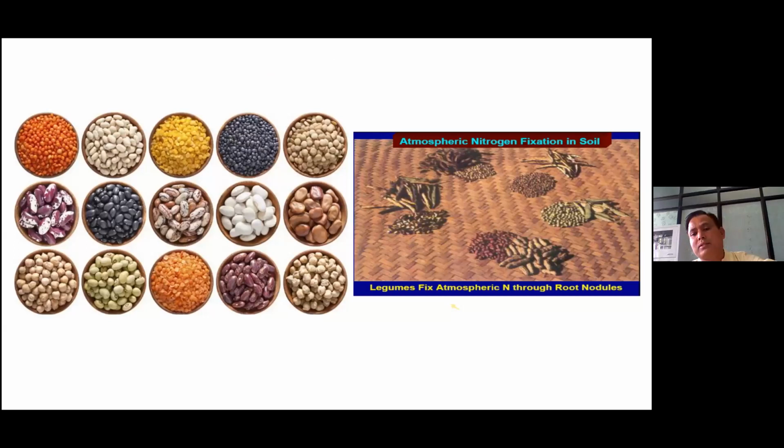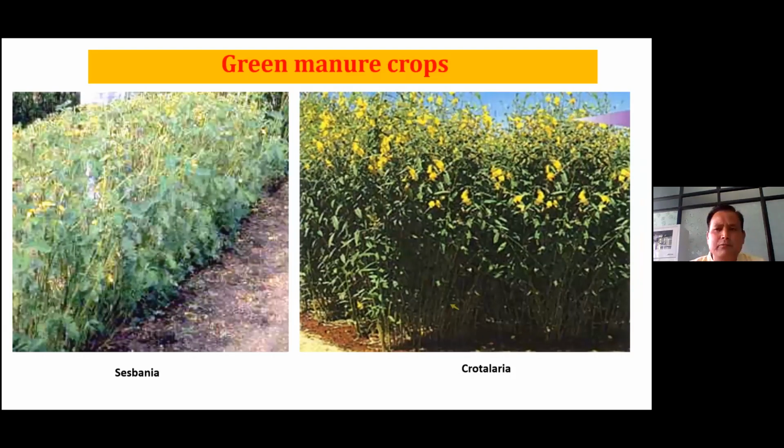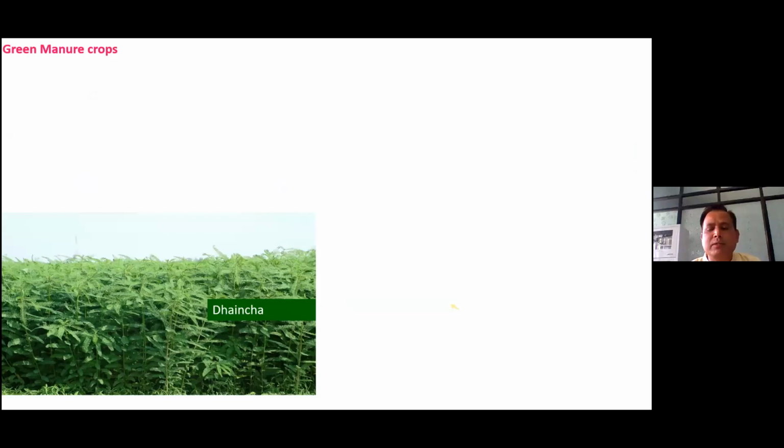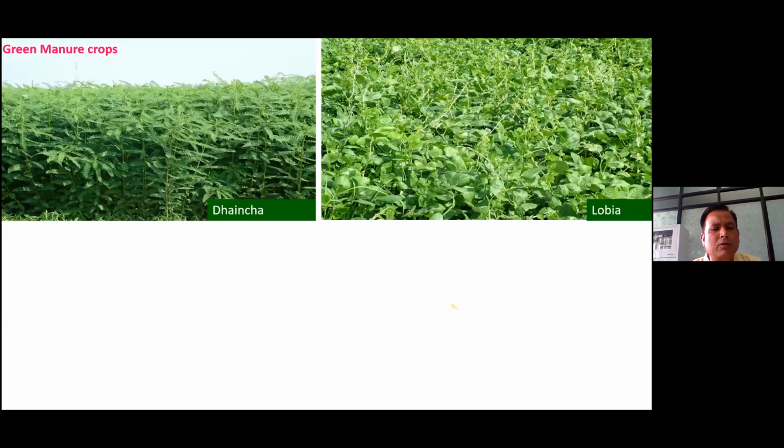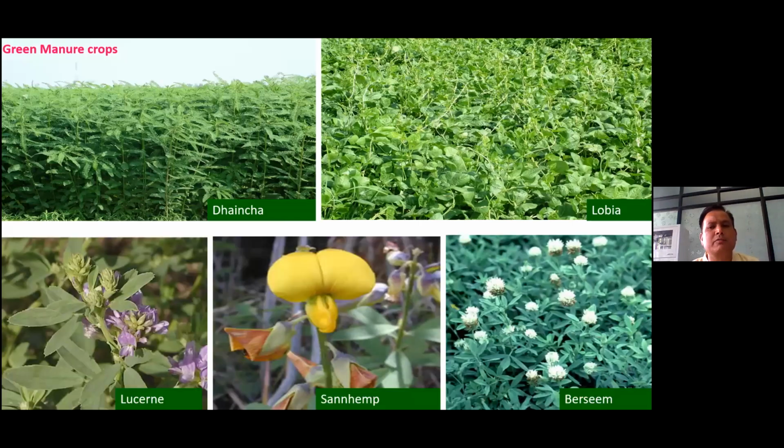Then you know the pulses and legumes fix atmospheric nitrogen. There is a wide range of pulses, and according to our ecological situation and agroclimatic conditions, we can use any pulse in our cropping system, cropping pattern, or maybe in intercropping. Then friends, green manuring is also a very good source of nutrients. We have different green manuring crops, and a few potential ones I have given here, like Sesbania, Crotalaria, Dhaincha, Lucerne, Sunhemp, and Pillipesara. These are very succulent and fast-growing crops, and at the right succulent stage we can incorporate them, and after decomposition we will get good nutrient supply.